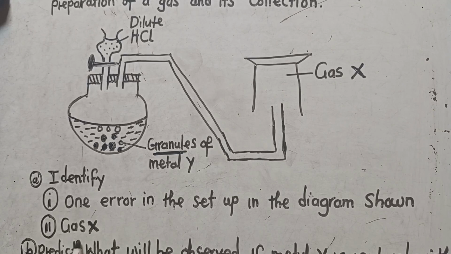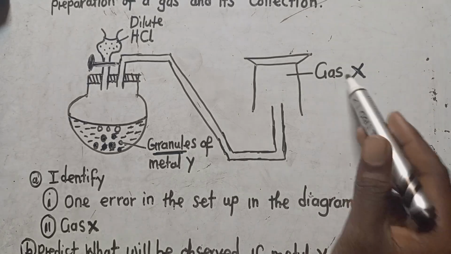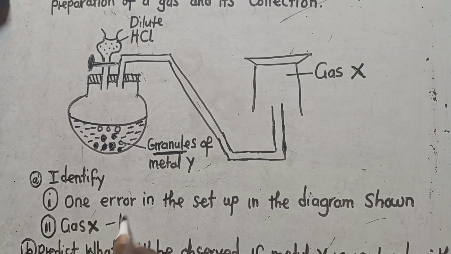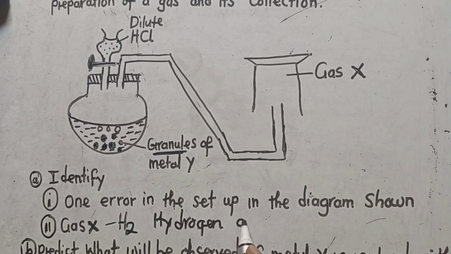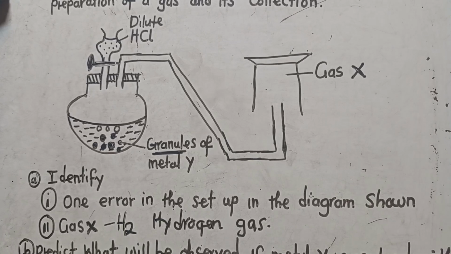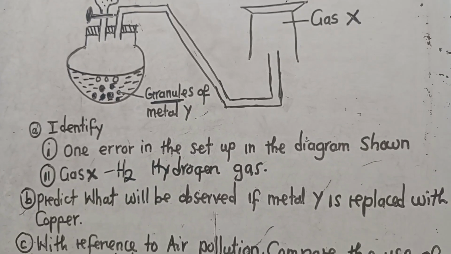This question is saying, identify gas X. Gas X, that is hydrogen. That is hydrogen gas. So you just write in words, hydrogen gas. This is what you are supposed to do. We proceed now with this particular question.